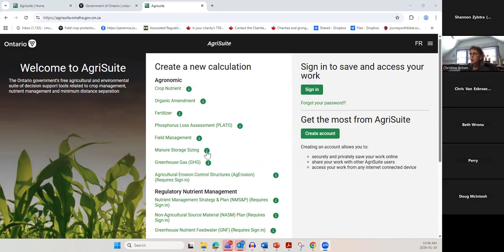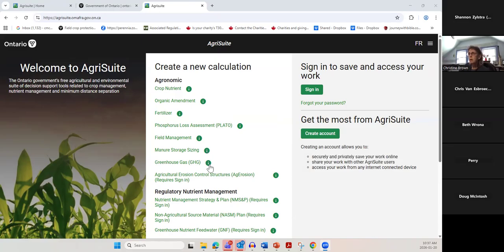The manure storage and sizing calculator is basically, if I have this many animals, how much manure is produced, and how much storage capacity do I need based on that manure production plus potential rainwater coming in. That's one we're not going to talk about today, but it is a tool that exists.